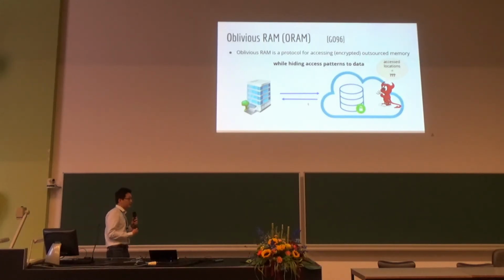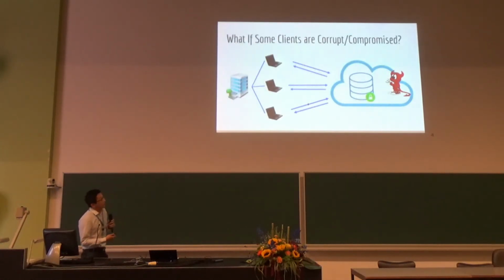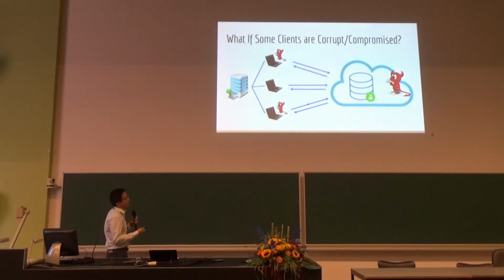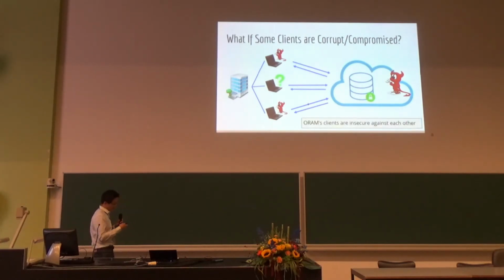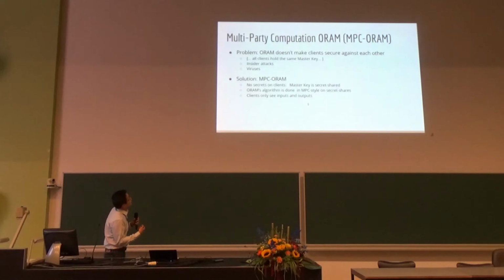ORAM guarantees that for two sequences of accesses with the same length, these two sequences of access will be indistinguishable from each other. However, ORAM has its own problem: ORAM assumes a single client. So what if this company has multiple terminals trying to access the same data? And if some of the terminals are corrupted by the adversary, then ORAM doesn't guarantee security for the rest of the clients. So we have the problem that ORAM doesn't make clients secure against each other.